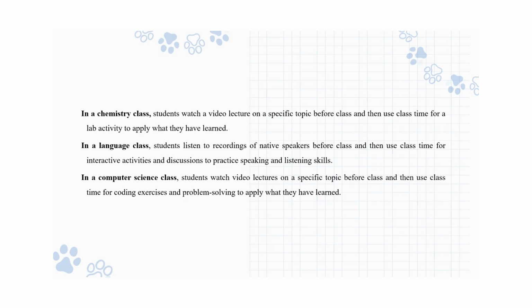In a language class, students listen to recordings of native speakers before class and then use class time for interactive activities and discussions to practice speaking and listening skills. In a computer science class, students watch video lectures on a specific topic before class and then use class time for coding, exercises, and problem solving to apply what they have learned.